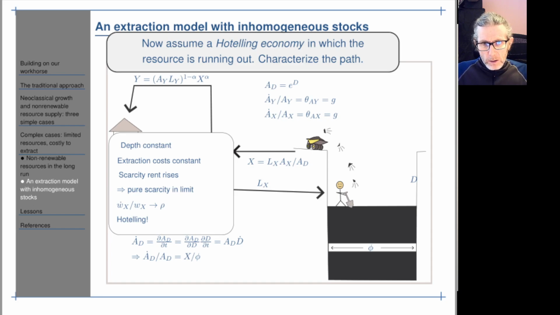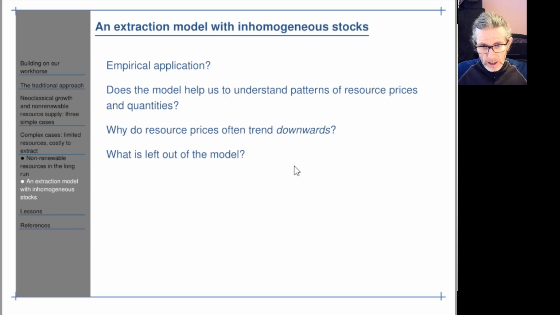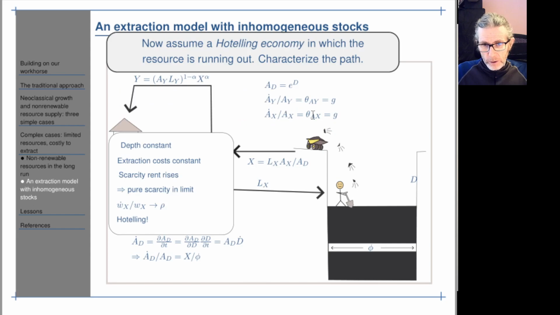Okie doke. Let's see. So that was empirical application. Does the model help us understand patterns? Well, I would say so. Why do resource prices often trend downwards, especially historically? It's these growth rates, right? That theta AX is empirically often higher than theta AY. So the productivity of extraction inputs can grow faster than their price, like the wage. Productivity of extraction labor with capital grows faster than the price of hiring that labor and capital. So then unit costs go down.